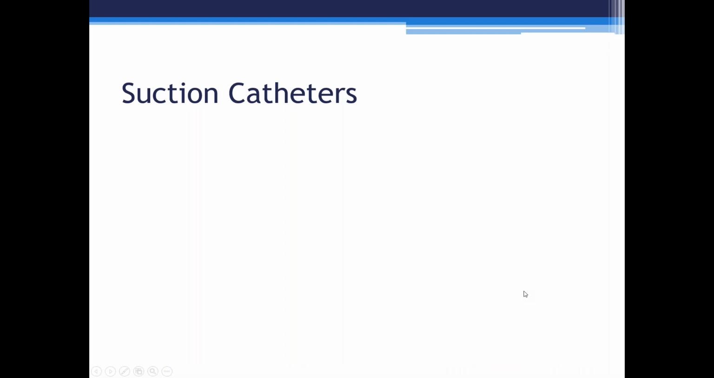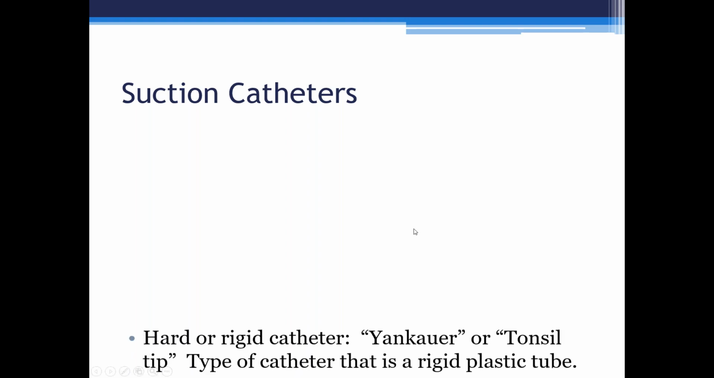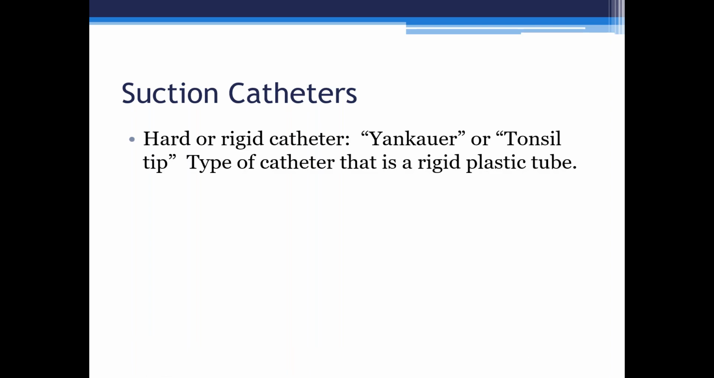So the different kinds of suction catheters that we're going to utilize as EMS providers. First is going to be our Yankauer tip or our hard rigid catheter. So this is going to be that rigid plastic tube. Oftentimes these are already going to be attached to our mounted suction units and our portable suction units, and then they'll be in play too for our V-VACs.